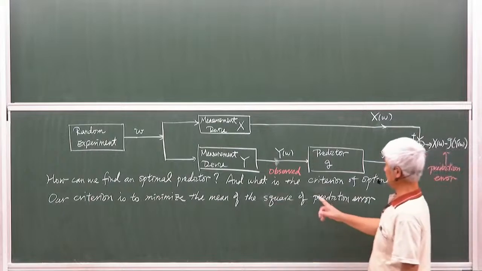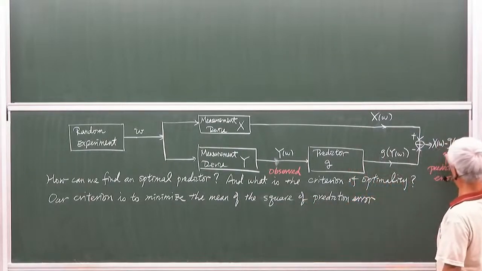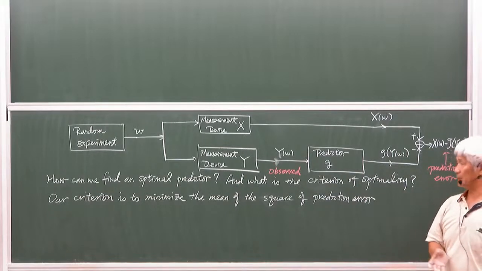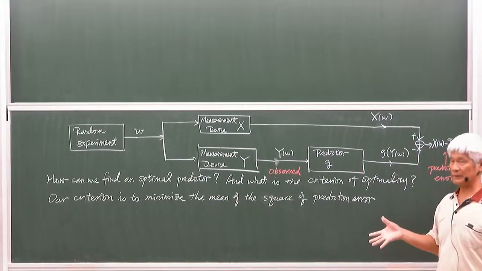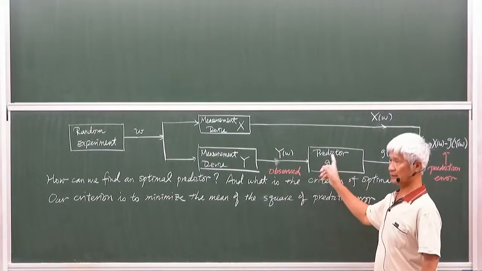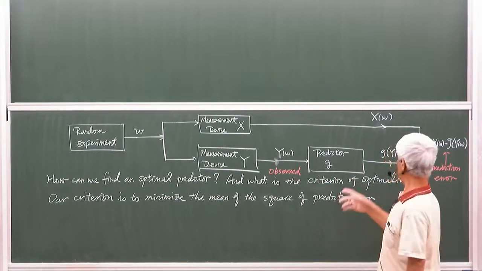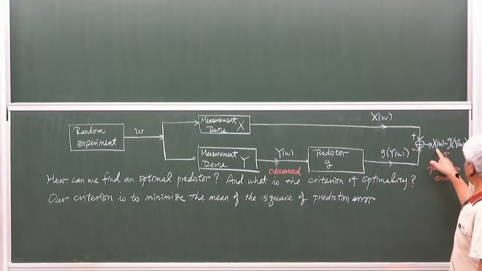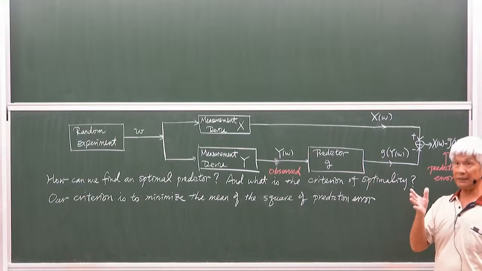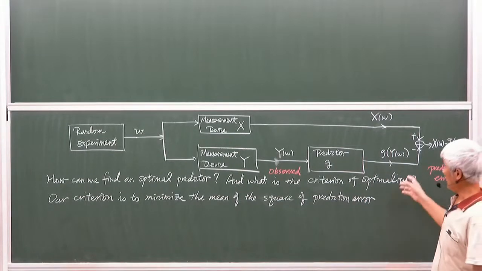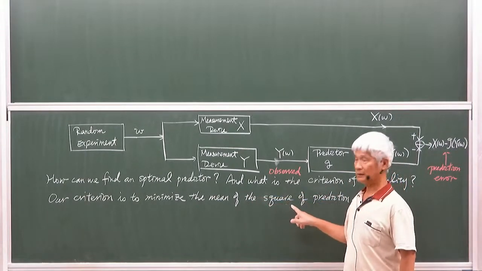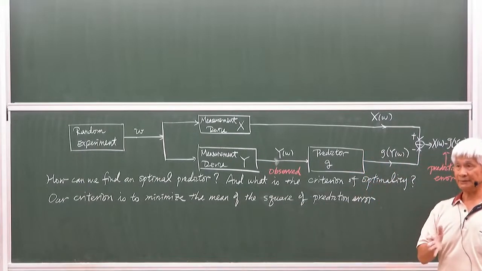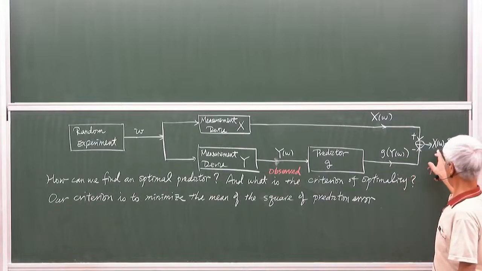This means that the prediction error is again a random variable, because it is the difference of two random variables. We assume the predictor, the data processing function, is Borel measurable, so G of Y is a random variable. The difference X minus G of Y is again a random variable, and the mean of the square of the prediction error is just the second moment of the prediction error.